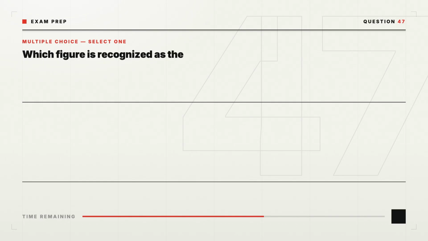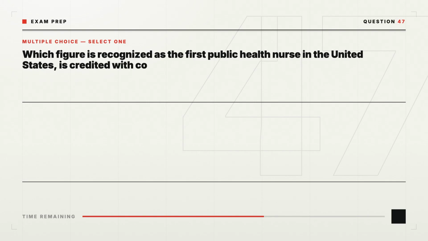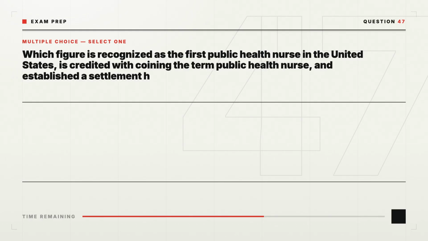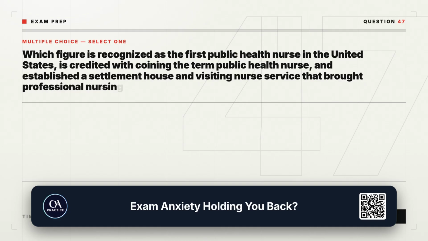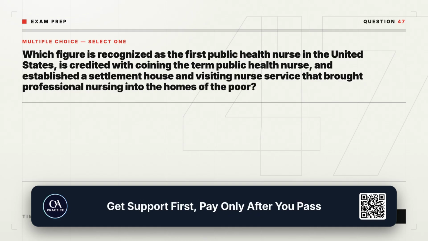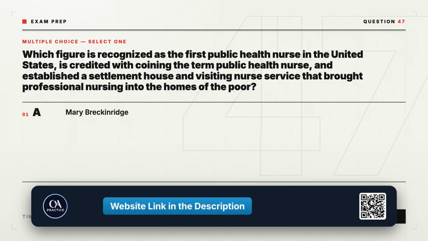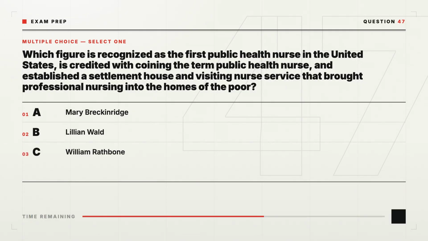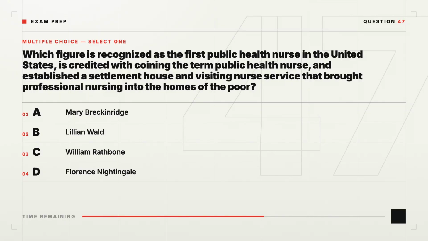Question 47. Which figure is recognized as the first public health nurse in the United States, is credited with coining the term public health nurse, and established a settlement house and visiting nurse service that brought professional nursing into the homes of the poor? Your options are A. Mary Breckinridge, B. Lillian Wald, C. William Rathbone, D. Florence Nightingale. Don't overthink it, which one feels right?